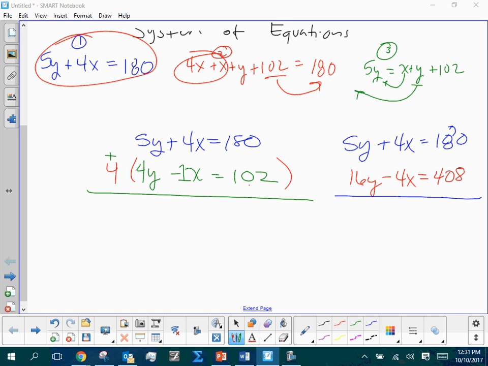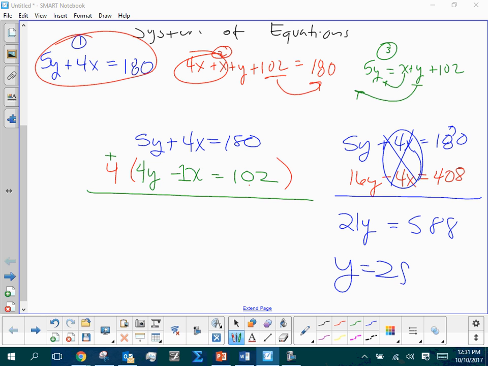So adding straight down gives me 21y. The x's cancel each other out. Now I'm going to get 588. Well, 21 goes into 588 28 times. So y equals 28. Is that the same 28 that we got using other equations?